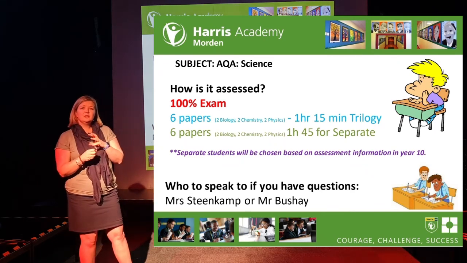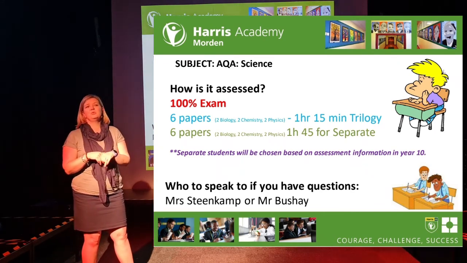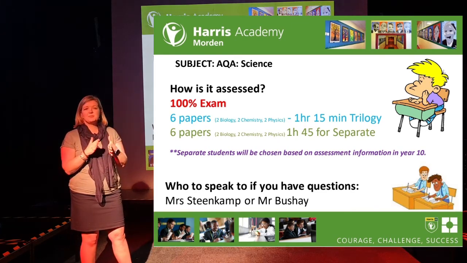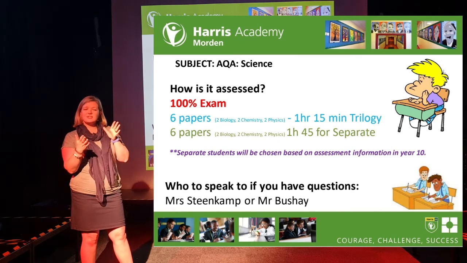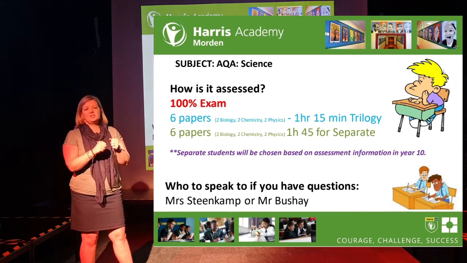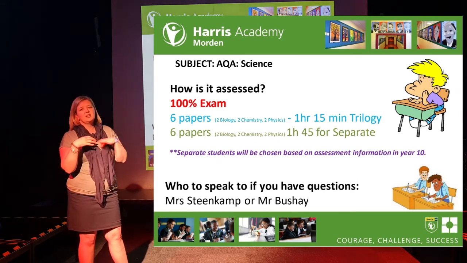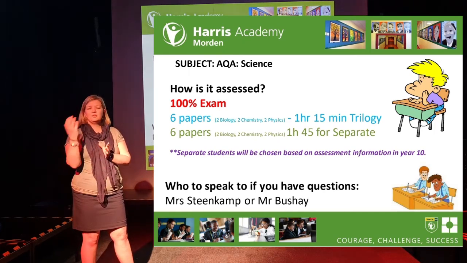If you do separate sciences, you will also have six exams, but they will be ever so slightly longer, and you will get a GCSE grade for biology, and a GCSE grade for chemistry and a GCSE grade for physics.